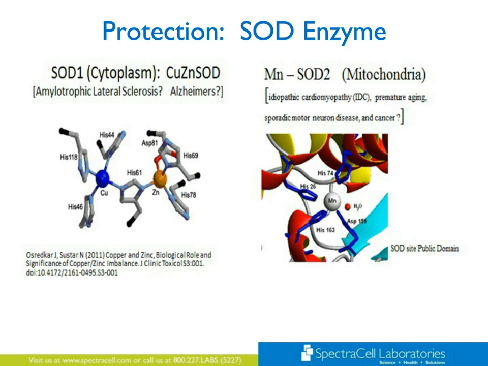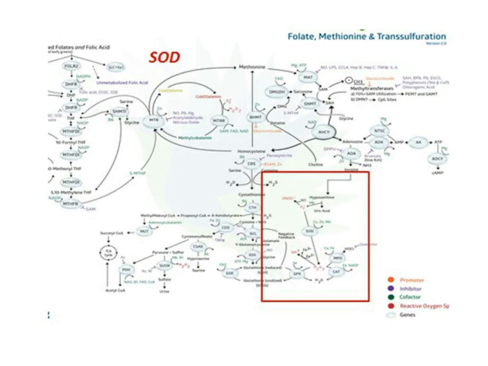And with this next chart from the Pathway Planner, I show where the SOD, right in the center of that red box, is formed in the methylation pathway. And as you can see here, it is dependent upon zinc, copper, and manganese being present.